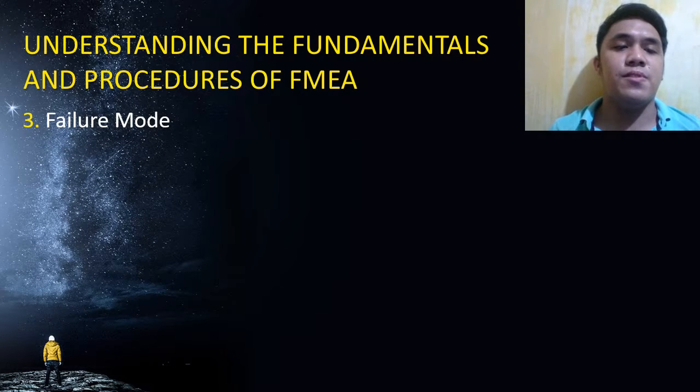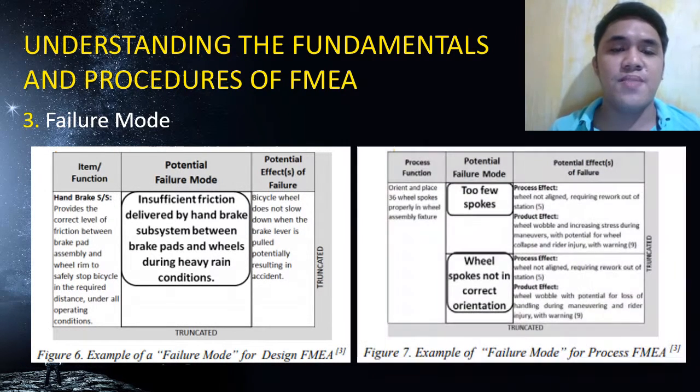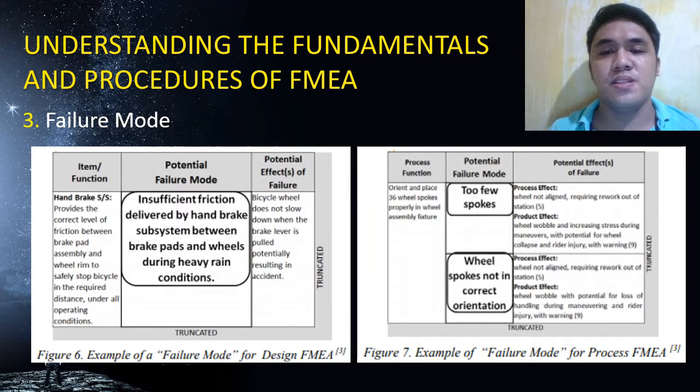Number 3 is the failure mode. It is the manner in which the item or operation potentially fails to meet or deliver the intended function and associated requirements. It may include failure to perform a function within defined limits, inadequate or poor performance of the function, intermittent performance of a function, and/or performing an unintended or undesired function. So, Figure 6 is an example of failure mode for a design FMEA. Figure 7 is an example of failure mode for a process FMEA.